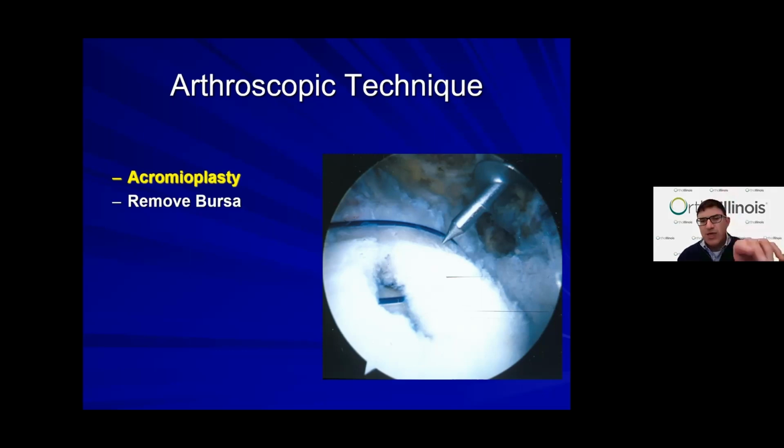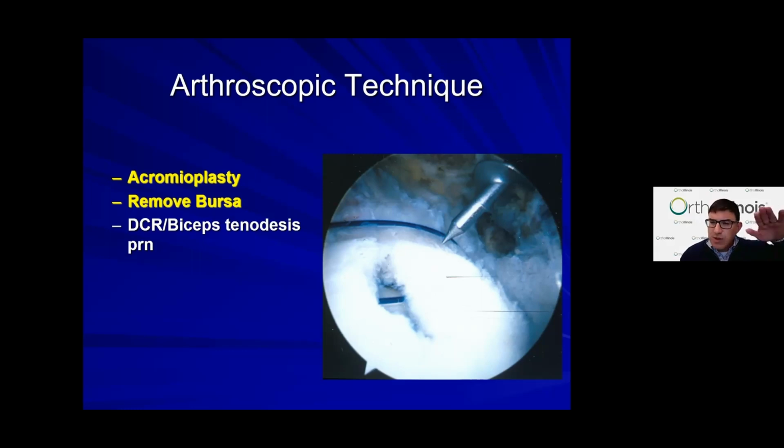Step two is we remove the inflamed bursa. One, we remove it so that we can better visualize the rotator cuff. Number two, we remove it because it can be a pain generator. Next thing we address is if we have to do something with the biceps tendon, or sometimes the clavicle can also have a bone spur that requires shaving off.